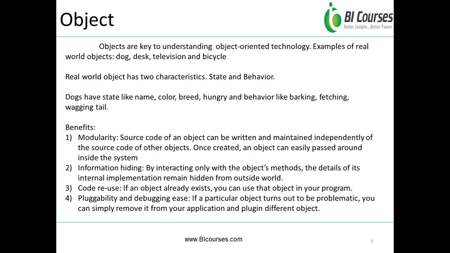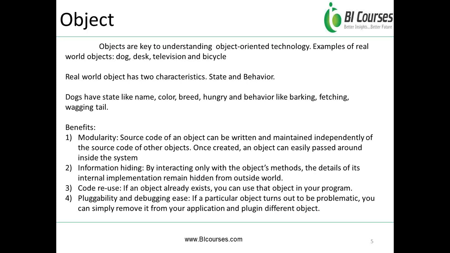So what is the definition of an object? These objects are key to understanding object oriented technology. Examples of real world objects are dog, desk, television, bicycle. So these are all objects. They have two characteristics: one is state, and another one is behavior.